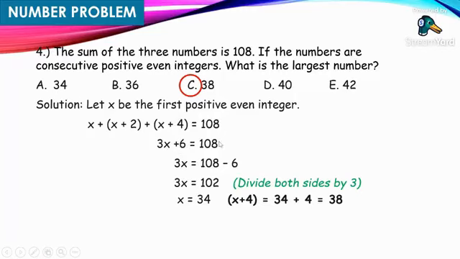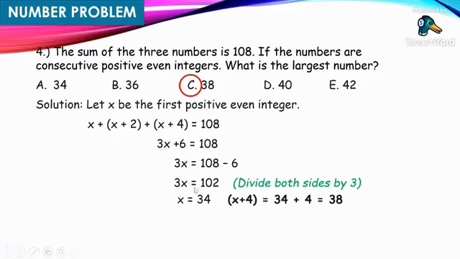Then, ilipat natin si 6 or transpose 6. So, 108 minus 6. So, 3x is equal to 102. So, hinahanap si x. So, tatanggalin natin si 3 by dividing both sides by 3. So, x is equal to 34.